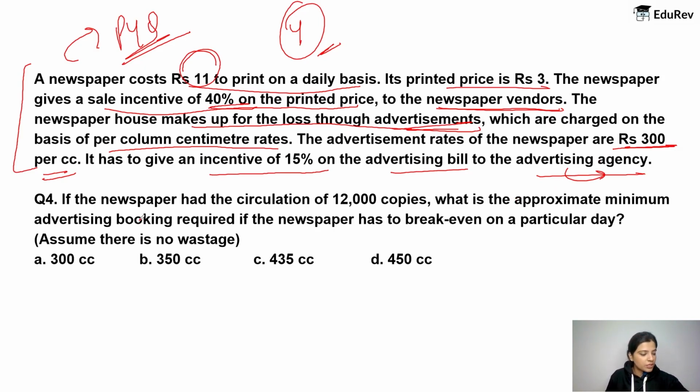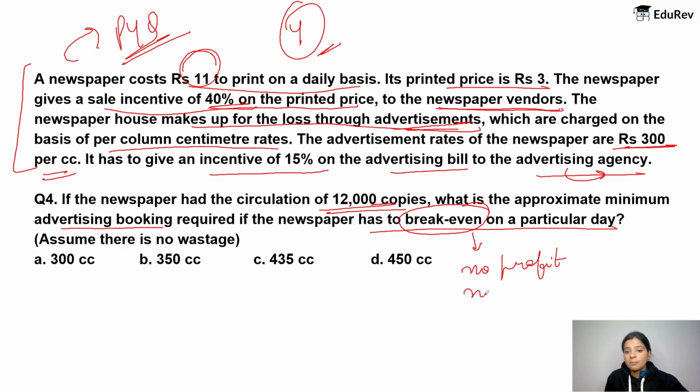So let's read the question. If the newspaper had a circulation of 12,000 copies, what is the approximate minimum advertising booking required if the newspaper has to break even on a particular day? This word break even should not be new to CAT aspirants because you will see it a number of times. Break even situation means no profit, no loss. They do not want to earn any profit, neither do they want to bear any loss.